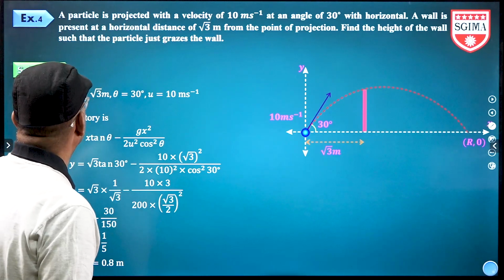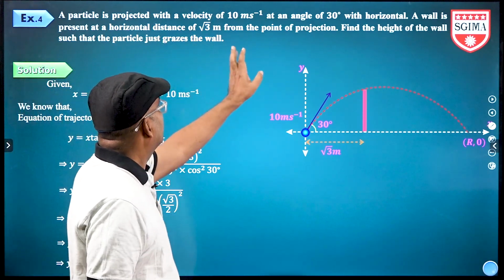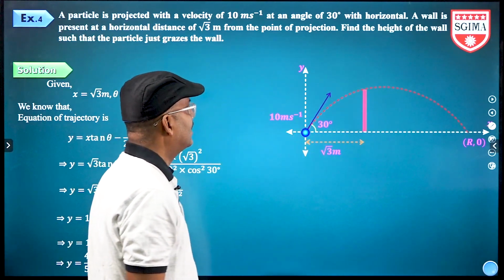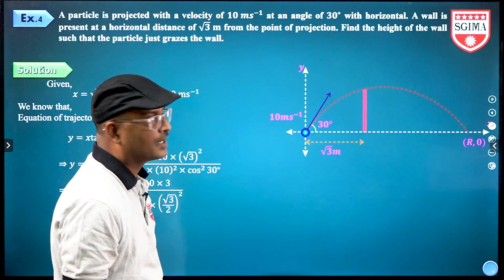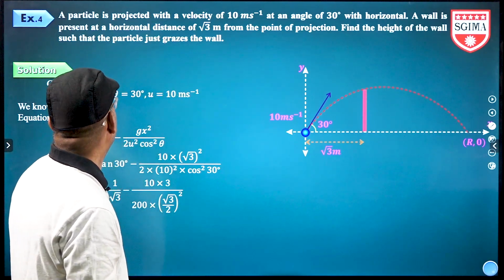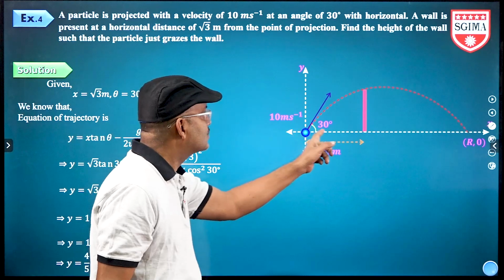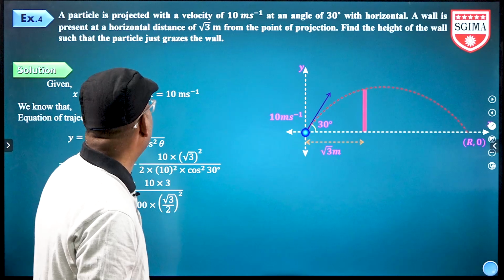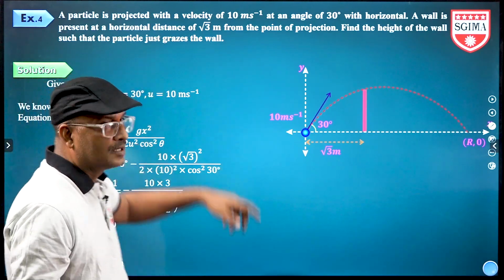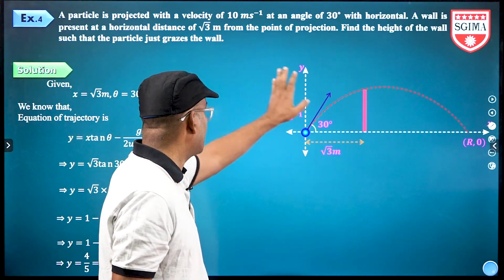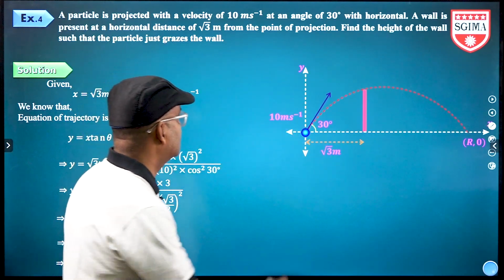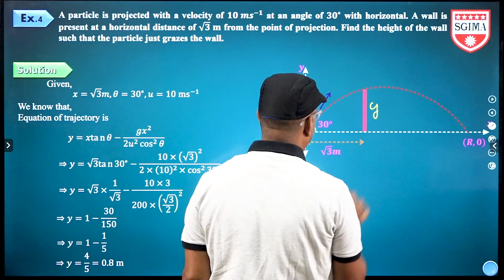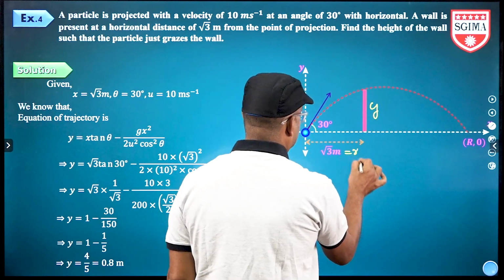Now, a particle is projected with a velocity of 10 meters per second making 30 degrees with the horizontal. A wall is present at a horizontal distance of root 3 meters from the point of projection. Find the height of the wall such that the particle just grazes the wall. Just it goes in this way. That means it is the vertical displacement y, and this is the horizontal displacement x.